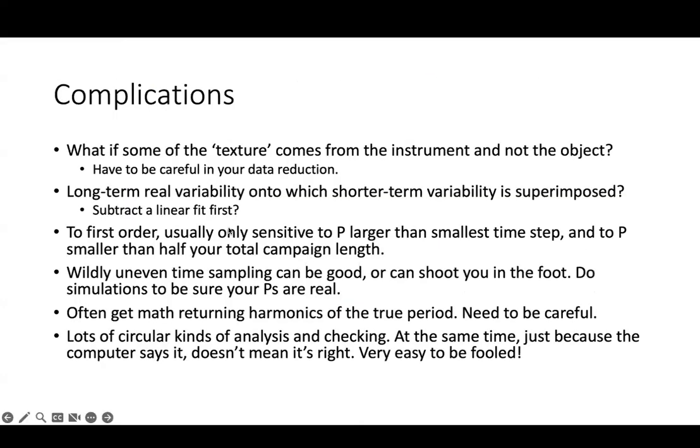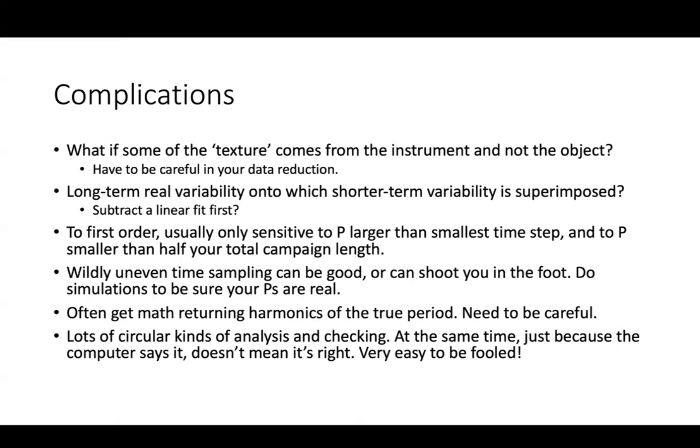All right, so things you need to worry about. What if some of the texture in your light curve comes from the instrument and not the object? You have to be really careful in your data reduction. What happens if you have long-term real variability onto which shorter-term variability is superimposed? Sometimes that means you need to subtract off the long-term variability, even if it's real, in order to analyze the short-term variability. To first order, if you have a campaign of X days, you can only get a period of X over 2 because you have to watch at least 2 cycles before you believe it's periodic.